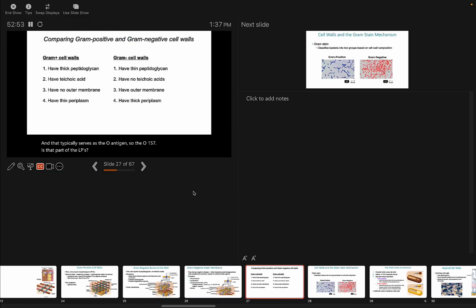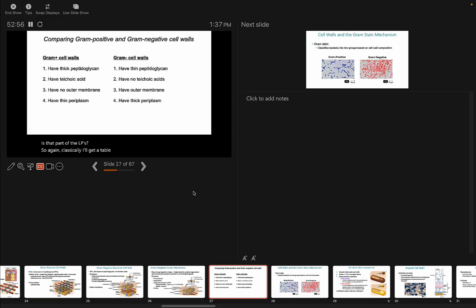So again, classically, I'll get a table like this. Gram-positive have thick peptidoglycan, have teichoic acid, they have thin periplasm, they have one membrane. Gram-negative have thin peptidoglycan, no teichoic acids, outer membrane, thick periplasm. This is great. You've got almost everything. But if you want full credit on this question, I want LPS. Oh, you could swap it out for 2. Have teichoic acid. Whatever. 2 or 5, I don't care.